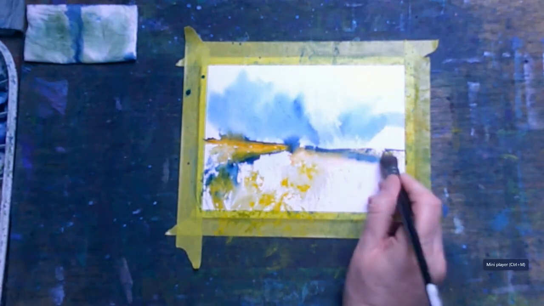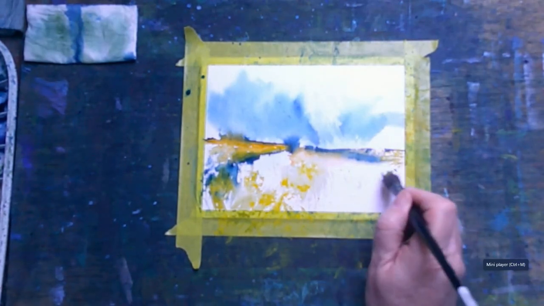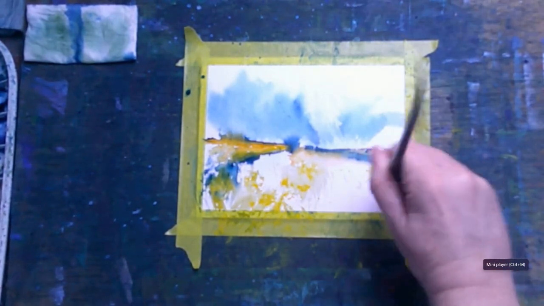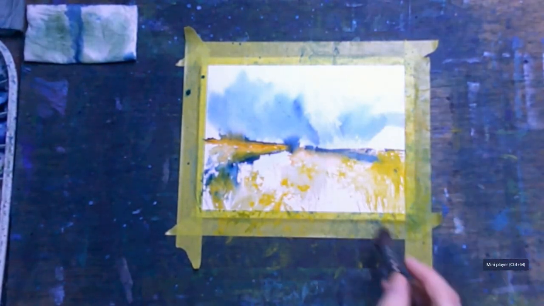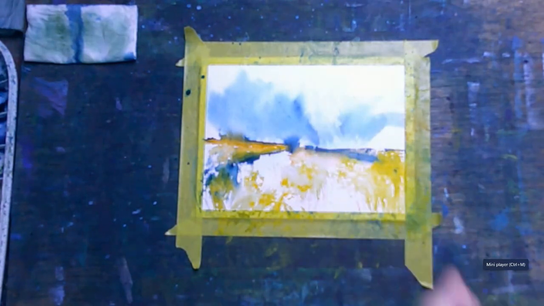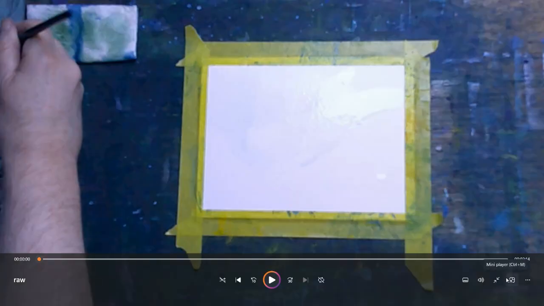The paper itself is not very big. It's quite a small piece of paper, about A5 size. I'm not sure what that is in American, US measurements, but it's not a very big piece of paper.